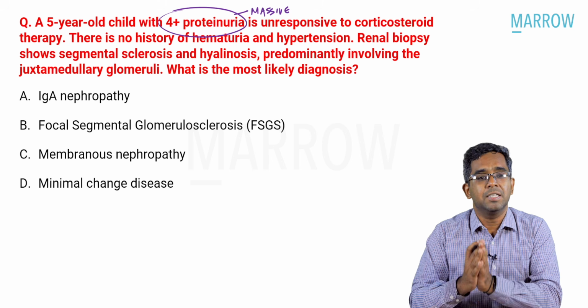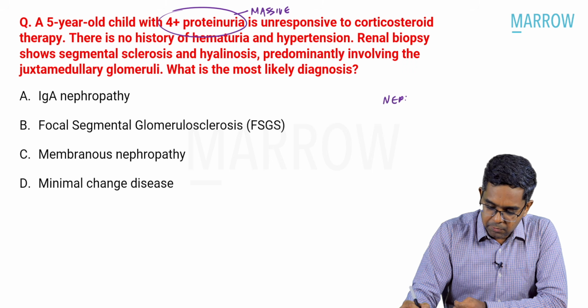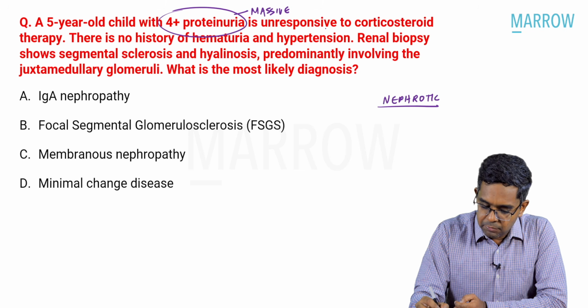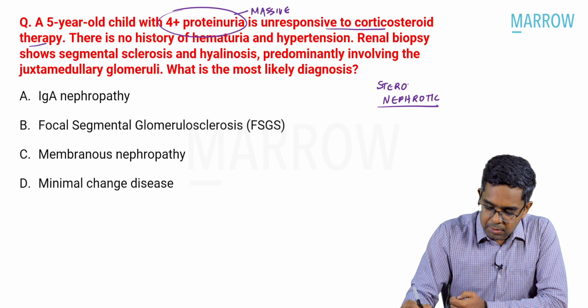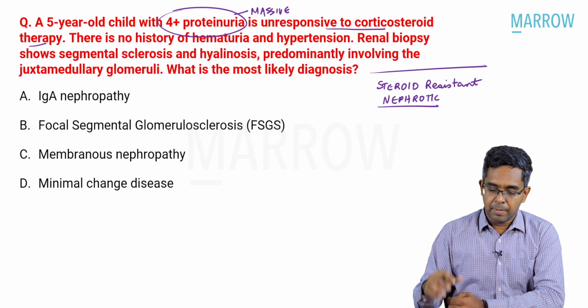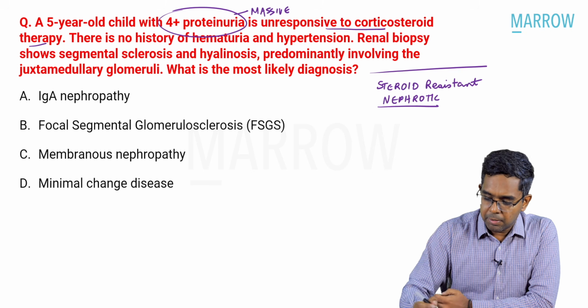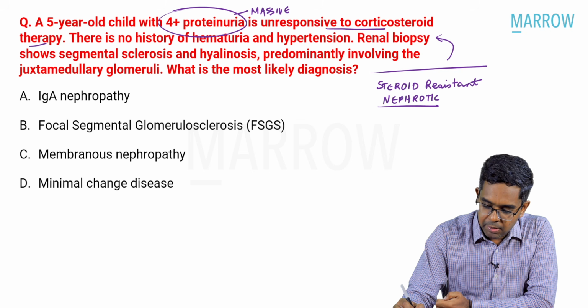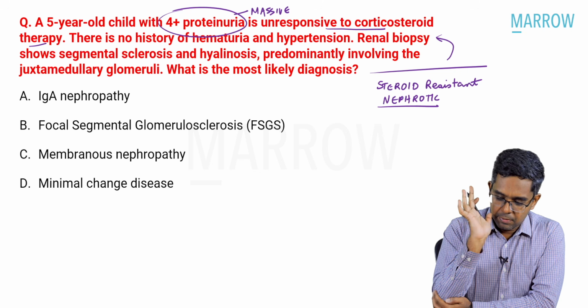See, what is a condition which we get in a child with massive proteinuria? It is nephrotic syndrome. So basically the question is about nephrotic syndrome. Unresponsive to corticosteroid therapy means it is steroid resistant nephrotic syndrome. That is what basically this question is asking about. There is no hematuria or hypertension. Remember, every child with steroid resistant nephrotic syndrome needs a renal biopsy, which is done in this case also.